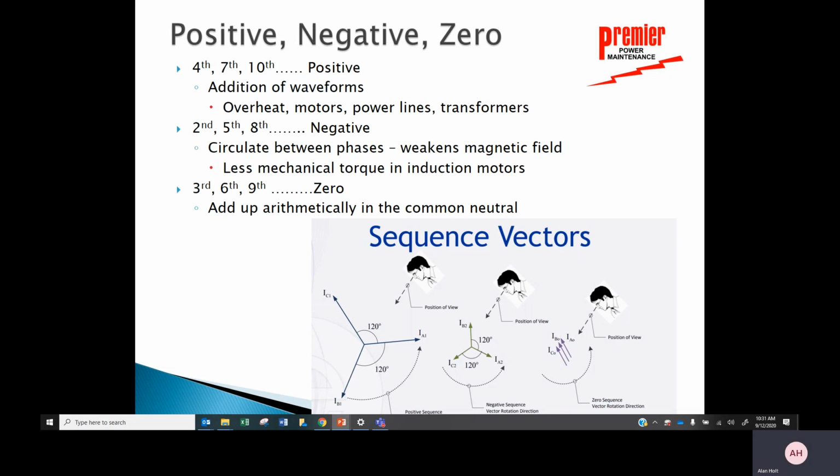So we need to take another little trip down another path. Positive, negative, and zero sequence voltages and currents. Okay. Now, in my world, I like this little guy. He's looking here. And this is my positive sequence world. This is the world that I want to live in. This is my waveform that I've always got. And that's a balanced system.